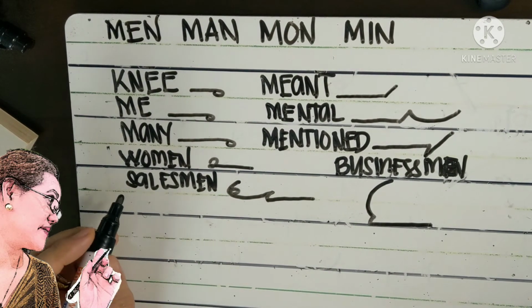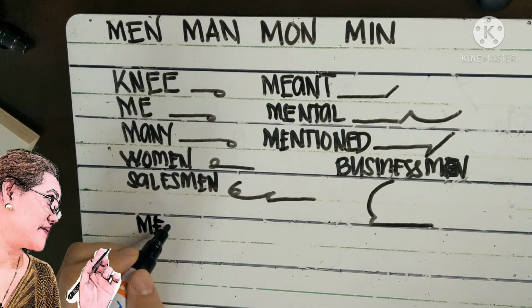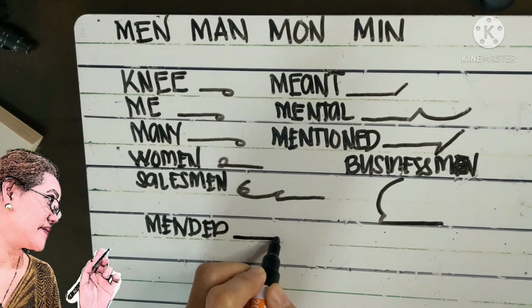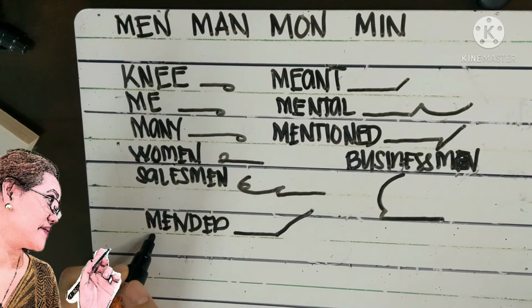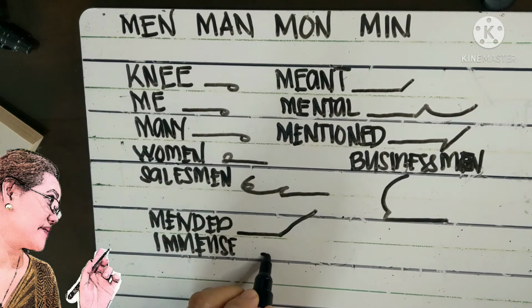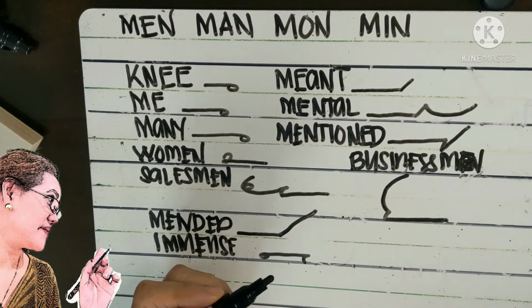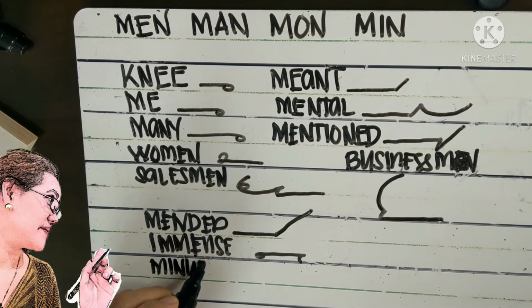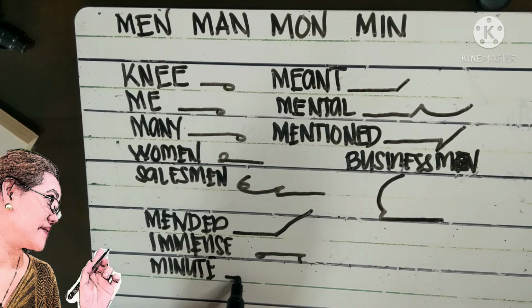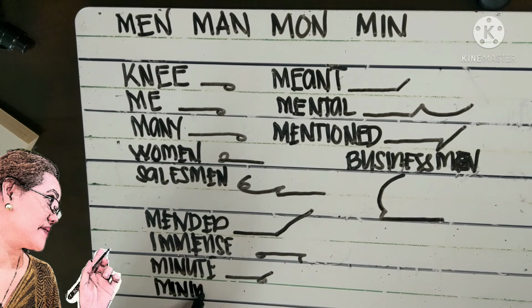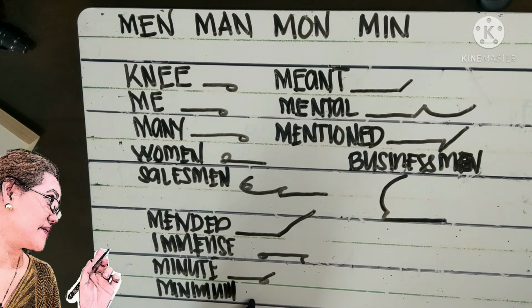Next, minded. MN, dead. Immense, EMNS. Next, minute, MET. Minimum, min, EMOM.